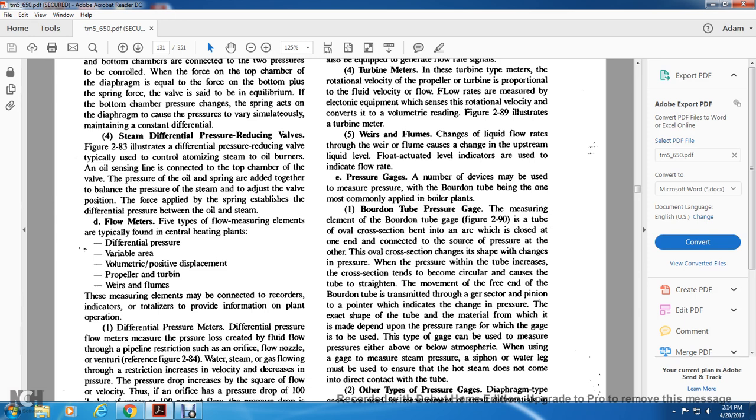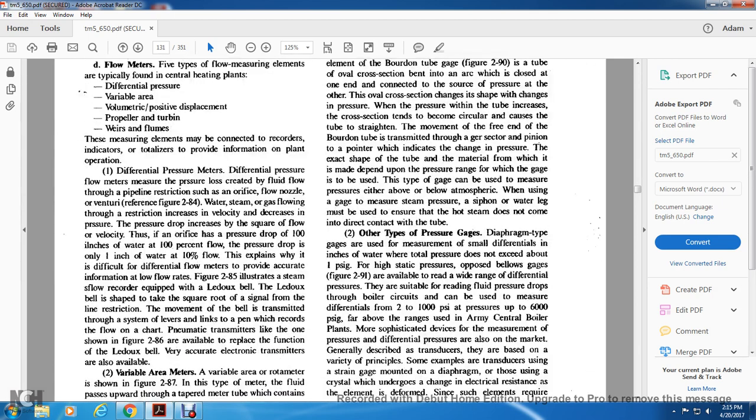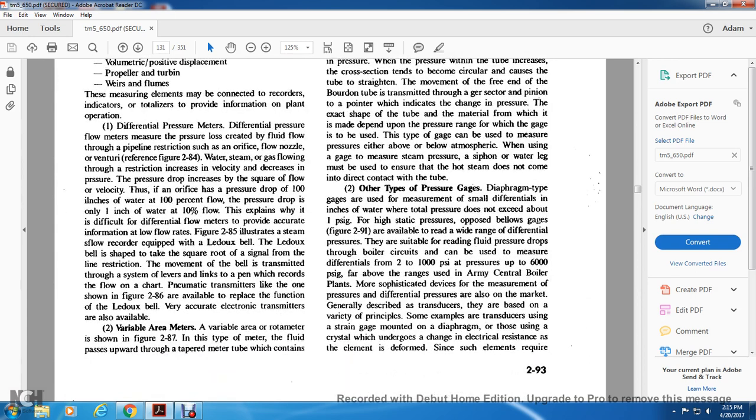The exact shape of the tube and the material from which it is made depend upon the pressure range for which the gauge is to be used. This type of gauge can be used to measure pressure either above or below atmospheric. When using the gauge to measure steam pressure, a siphon water leg must be used to ensure the hot steam does not come in direct contact with the tube.